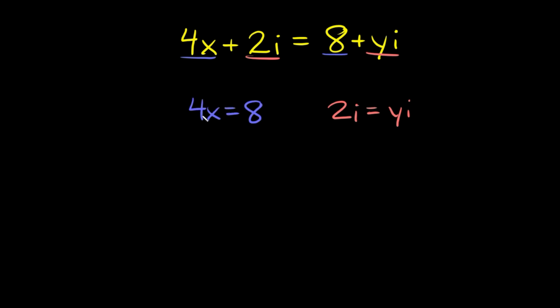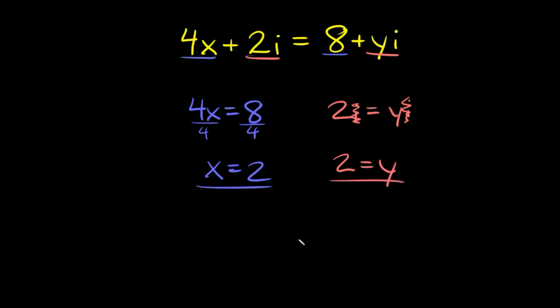Okay, so then here, to solve for x, we could just divide both sides by 4. So then here we get that x is equal to 2, right? And then here, the first thing you want to do is just drop the i's. Okay, so then we're just left with 2 is equal to y. All right, and then there's nothing else left to solve, right? It just gives us our answer straight away. So we get that y is equal to 2. All right, so x is equal to 2 and y is equal to 2.